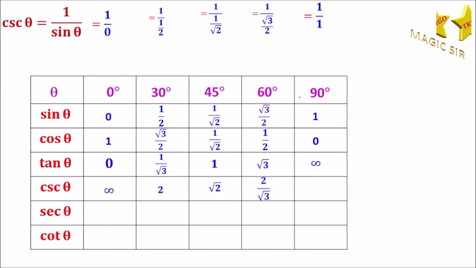For 90 degrees angle, we have sin 90 degrees is equal to 1. So cosec 90 degrees is equal to 1 upon 1. Therefore, cosec theta is equal to 1. So we take cosec 90 degrees is equal to 1. Here, the reciprocal of 1 is 1 itself. These are the 5 values of cosec theta.